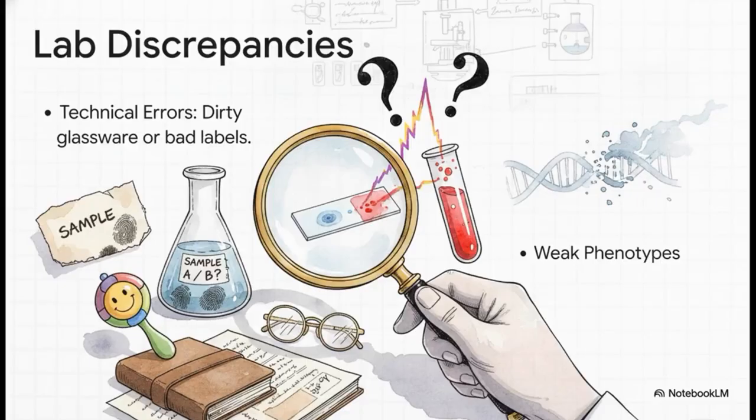Now, this could just be a simple technical error, like a bad label or dirty glassware, but it could also be biological. For example, very young infants haven't fully developed their antibodies yet. Or maybe the patient has a weak genetic phenotype that hides from standard testing, like the weak D variant. The lab detective has to systematically troubleshoot all of this just to release a safe, accurate result.